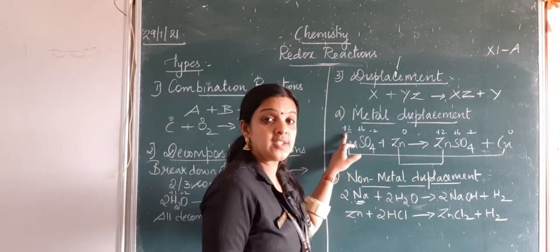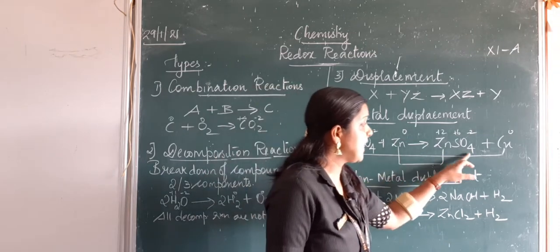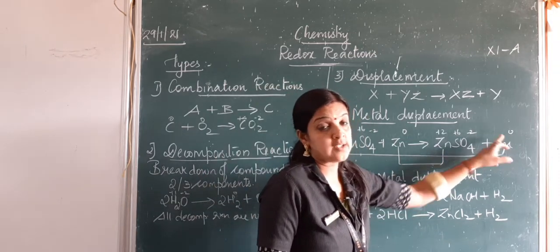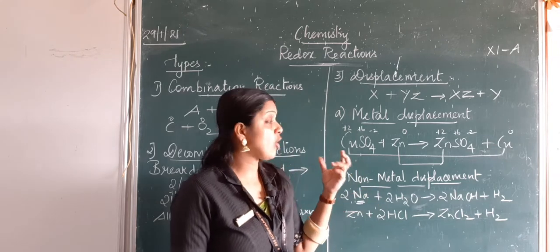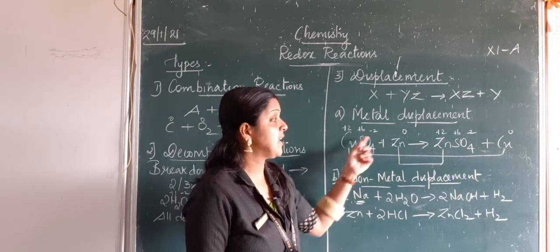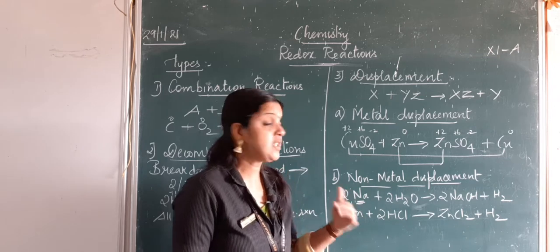Copper, from the +2 oxidation state, gains electrons to become 0. So, that is how the real oxidation state plays here, by increasing and decreasing in the oxidation number.